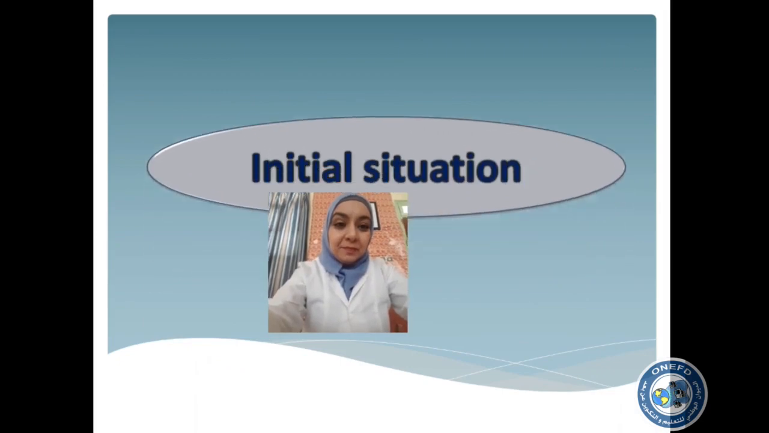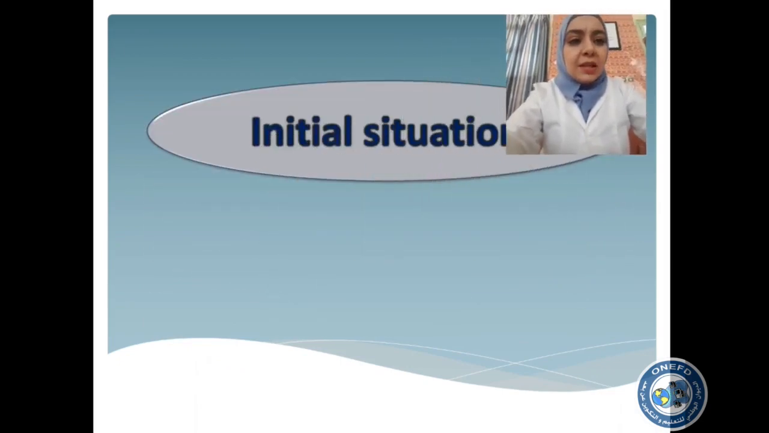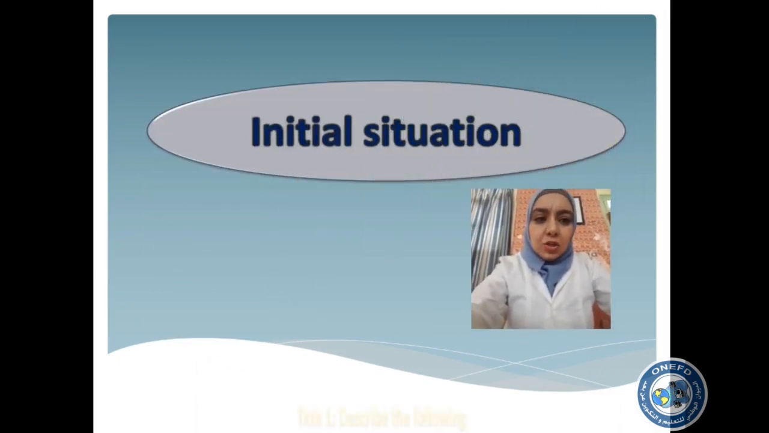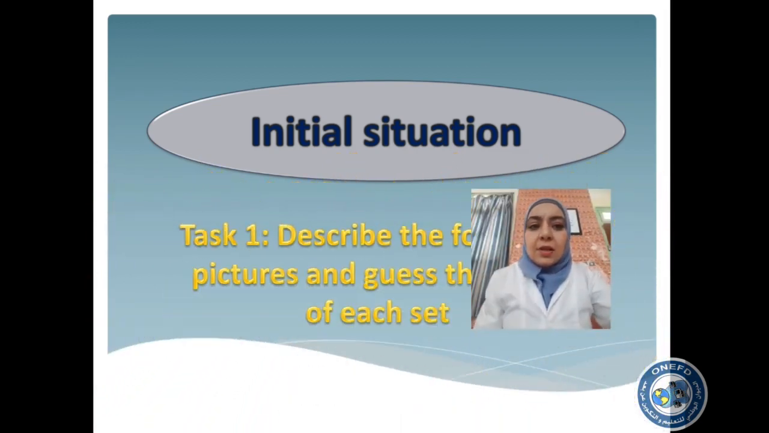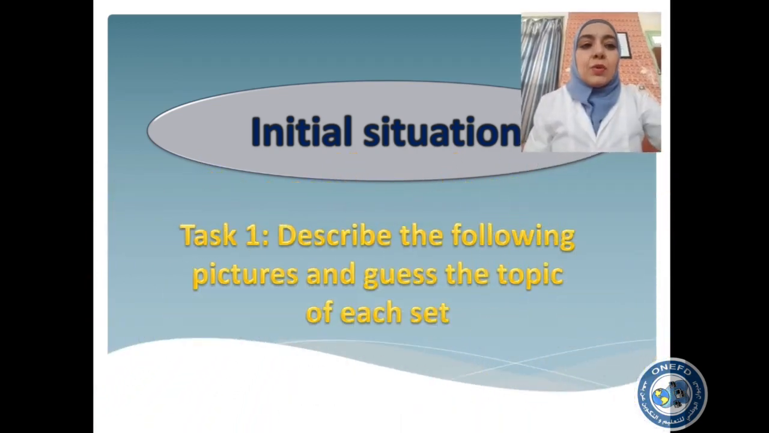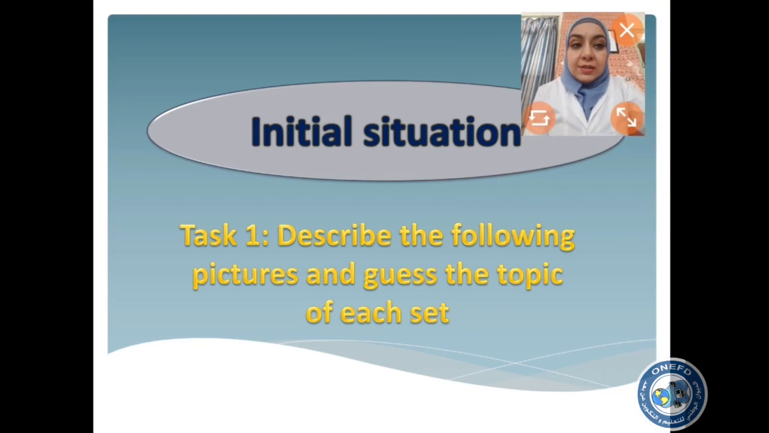Good. Today we are going to see the initial situation. You know it. The initial situation is a situation that is given to you at the beginning of each sequence. It is to be solved at the end of the sequence when you finish all the lessons.